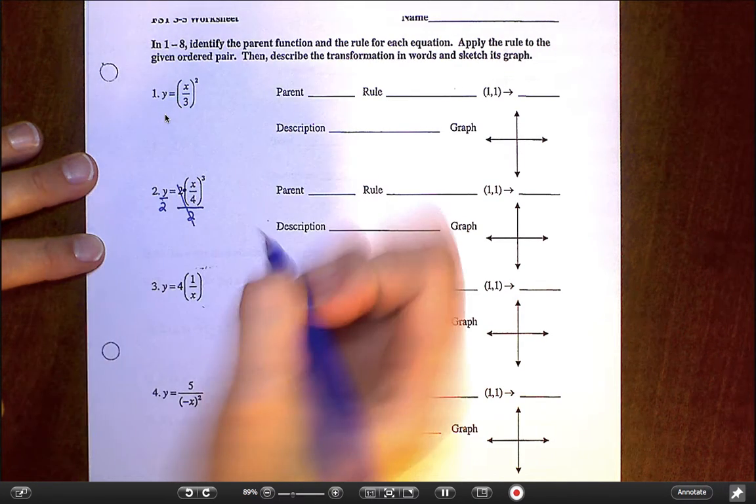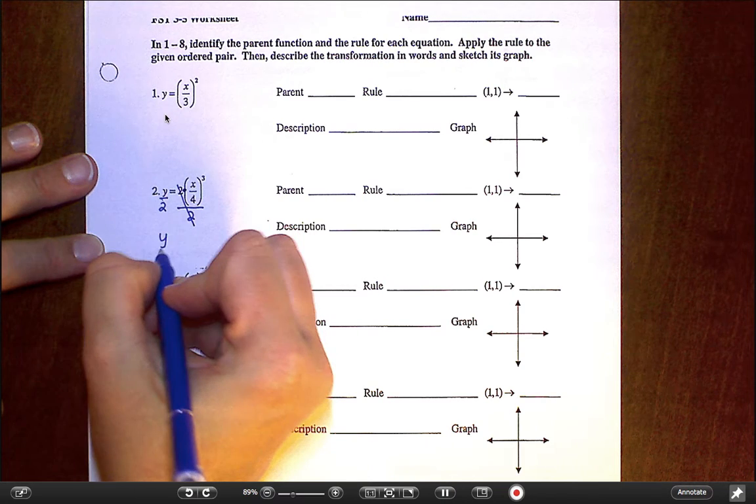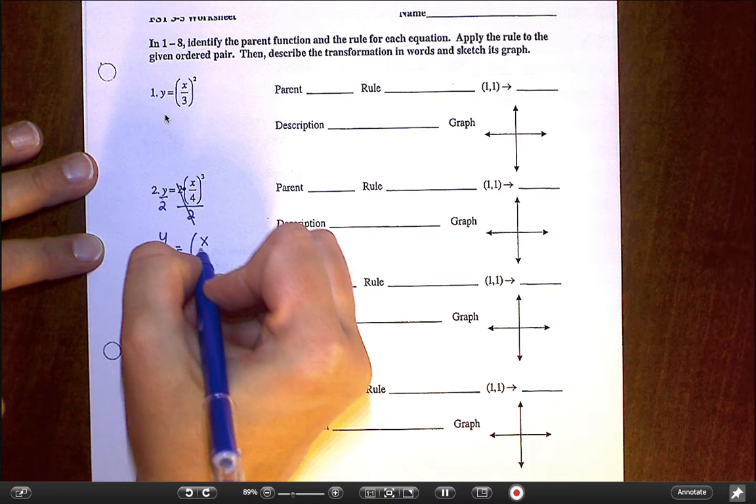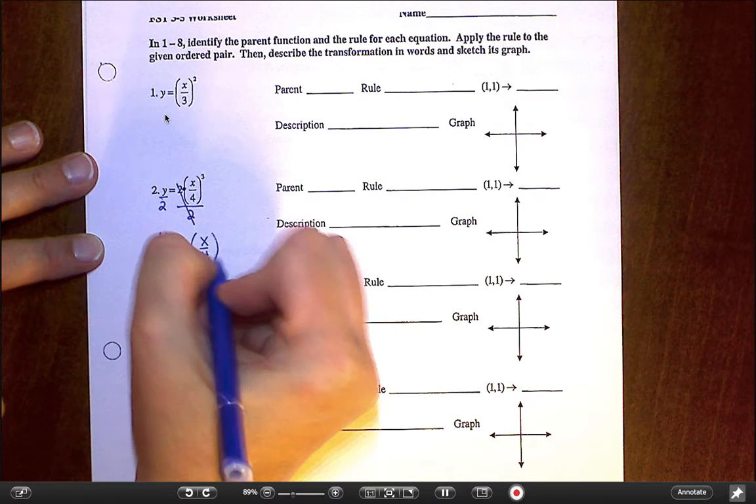That gets rid of that. And so now I can think of my equation as y over 2 equals x over 4 to the power of 3.